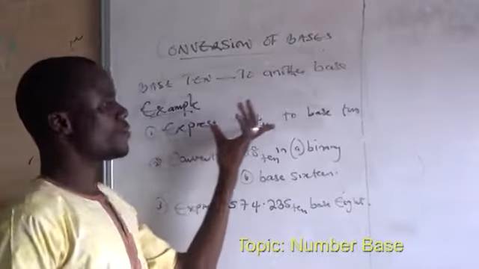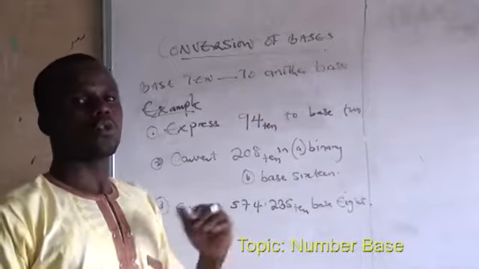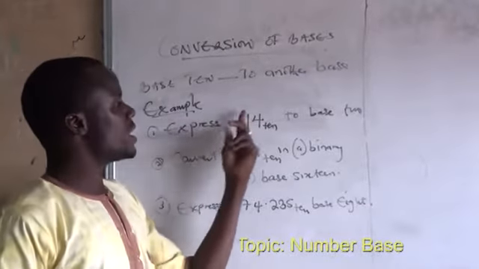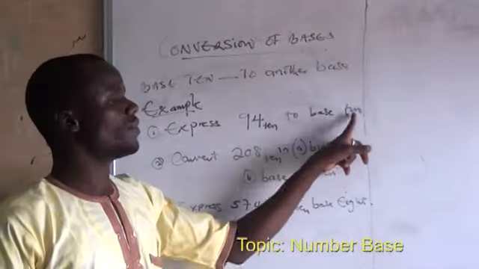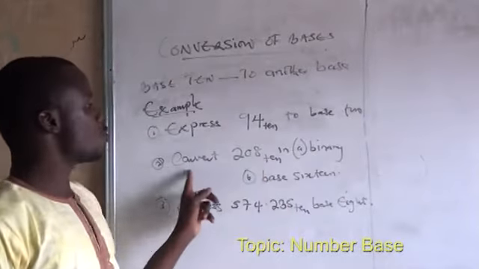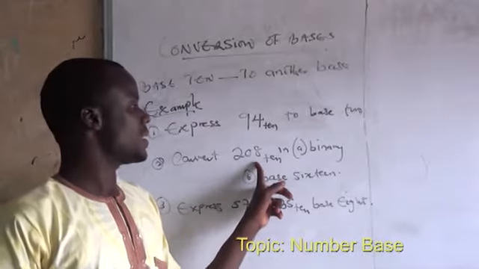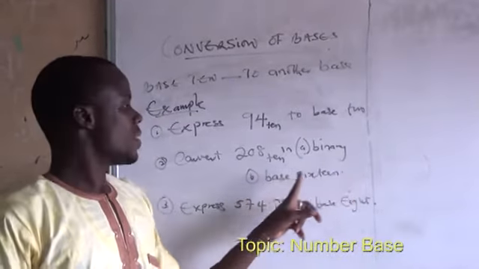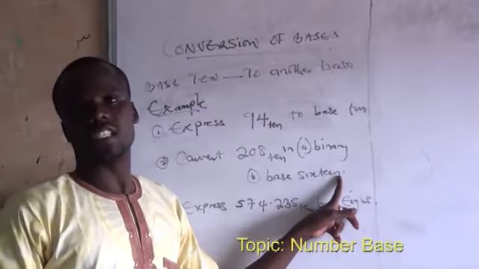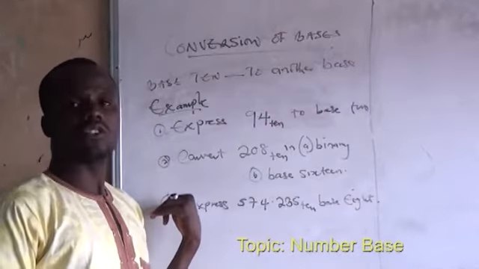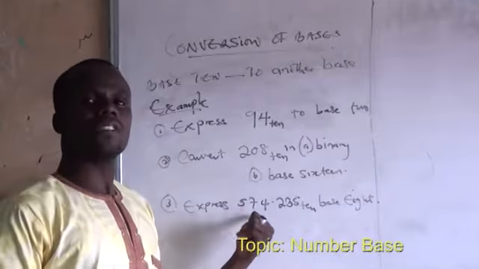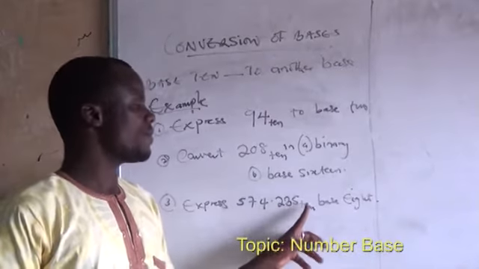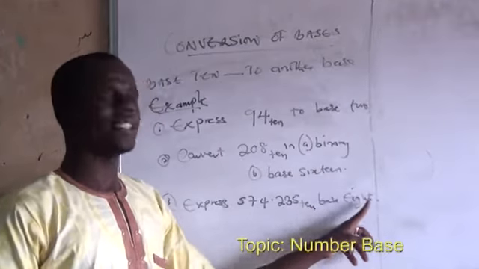When you are given a problem in base 10, you are asked to convert to another given base. For example: 1, express 94 in base 10 to base 2. Number 2, convert 208 base 10 into A, binary, and B, base 16. And 3, express 574.235 base 10 to base 8.